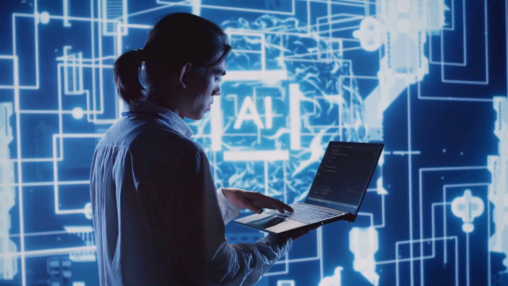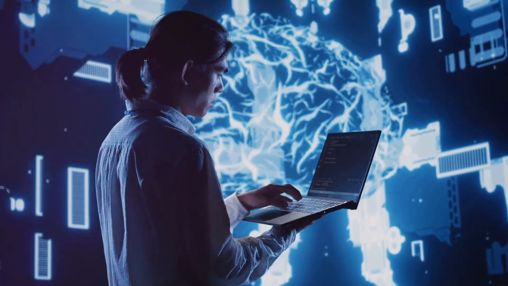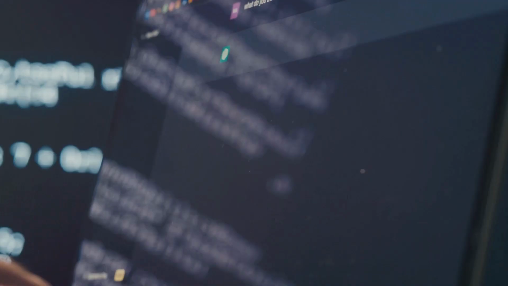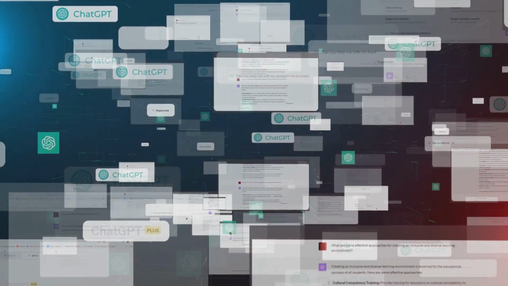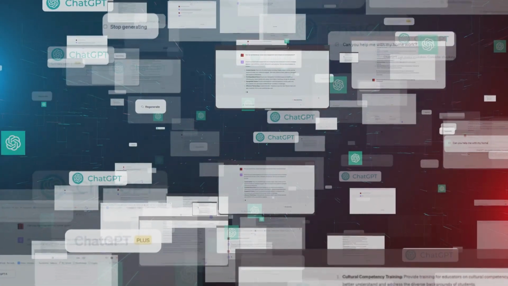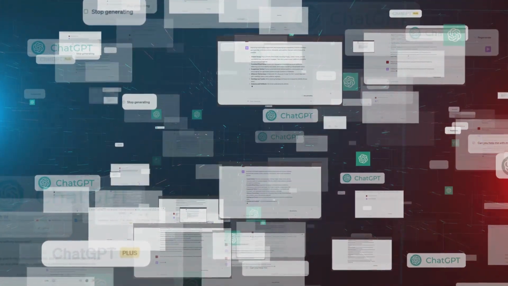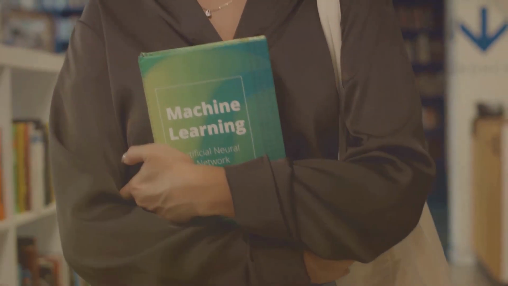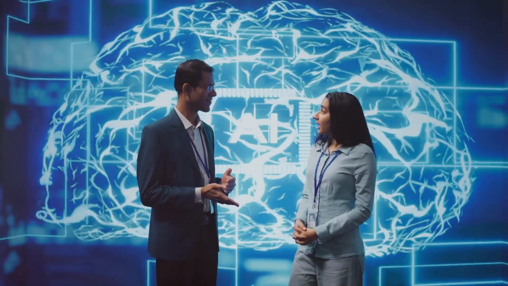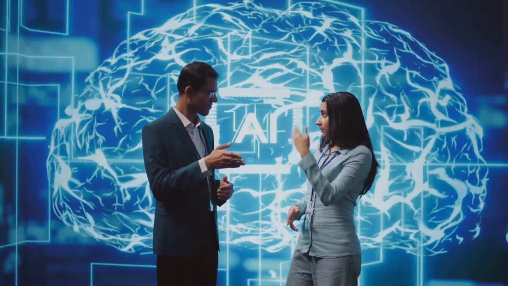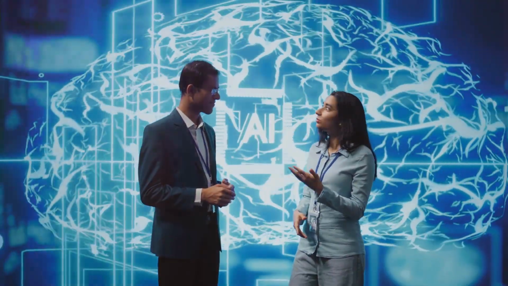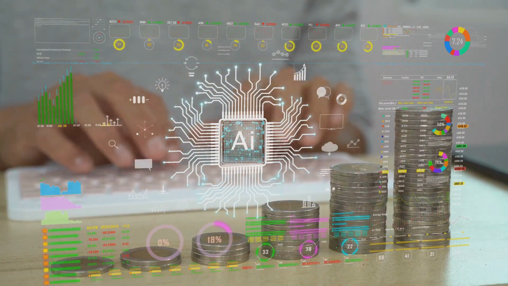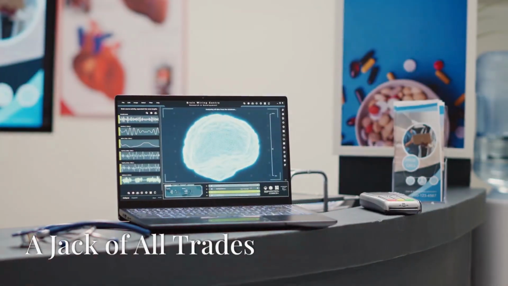But here's the thing. GPT doesn't just look at the last few words. It considers the entire context of the conversation or text. This allows it to generate responses that are not only grammatically correct, but also contextually relevant. It's like having a conversation with someone who has read everything ever written. They can follow your train of thought, make connections you might have missed, and surprise you with their insights. But GPT's abilities go far beyond just predicting the next word.